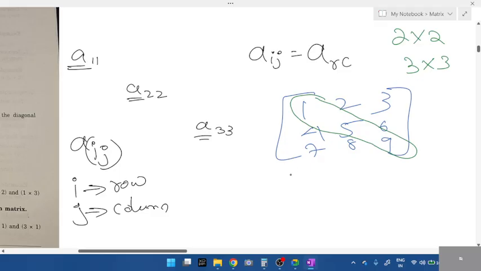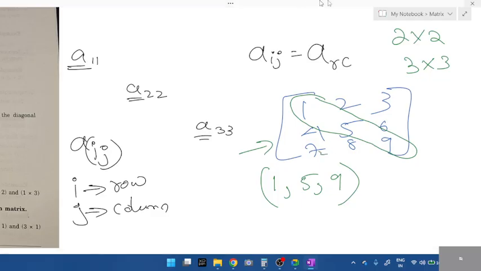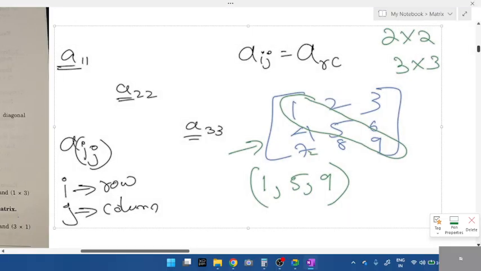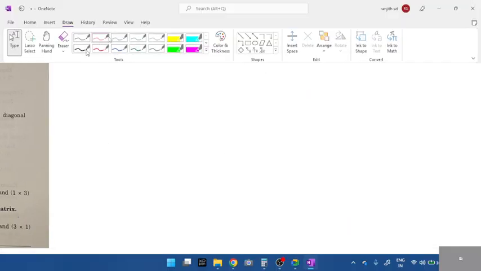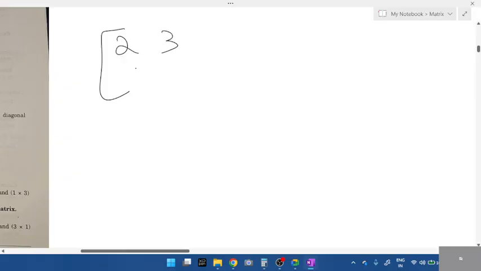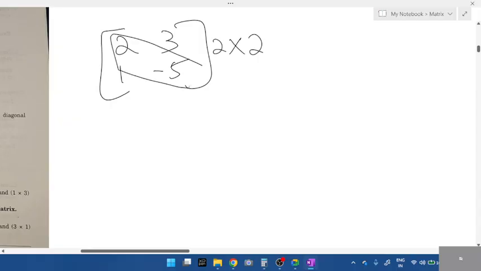Only 1, 5, and 9. So if they give you a set like this and ask you to find the diagonal elements, what's the answer? The diagonal elements are 1, 5, and 9. This is the answer. Don't write 3, 5, 7. 3, 5, 7 are not diagonal elements. 1, 5, 9 are diagonal. And this is applicable only for a 2 by 2 matrix and a 3 by 3 matrix. What's the time? Okay, another 15-20 minutes left. What is 2 by 2 and 3 by 3? I already explained. 2 and 3, 1 and minus 5. See, it's an even number. 2 into 2, total 4 elements. Only then will you get a diagonal.